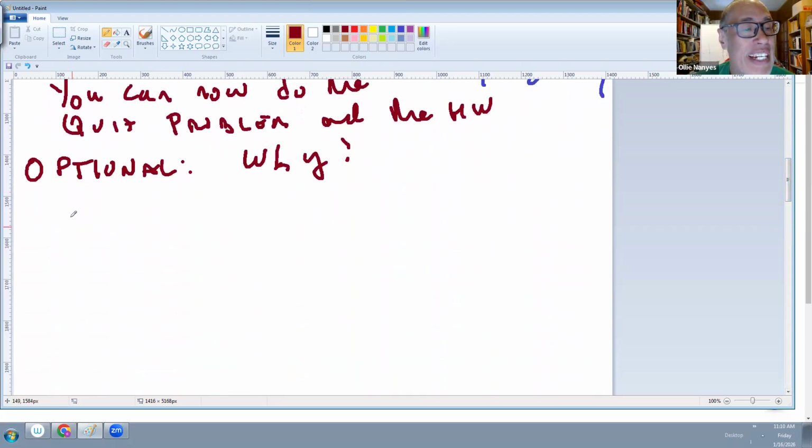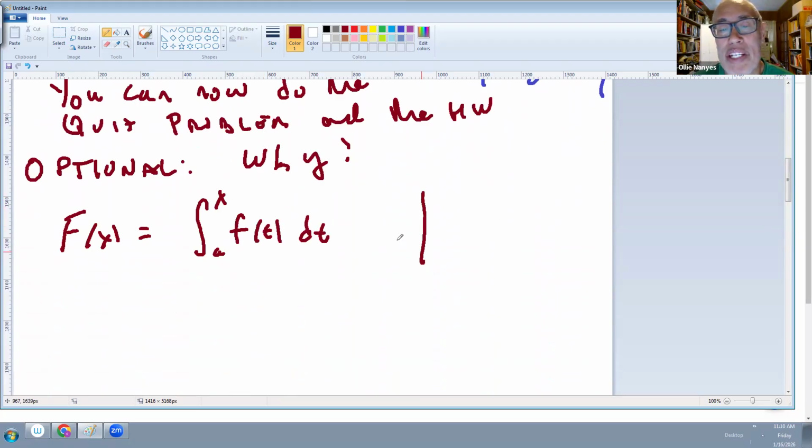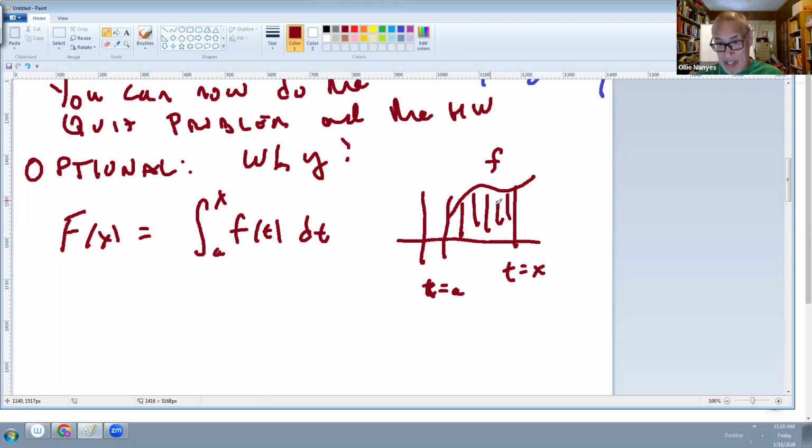So let's go ahead and define F of x to be the integral from a to x of f of t dt. And let's remember what that means from calculus 1. Here's my graph of f. I'm drawing f as positive, but it doesn't have to be. This is t equals a, and this is t equals x. And you know that this integral is going to give you this little area here.